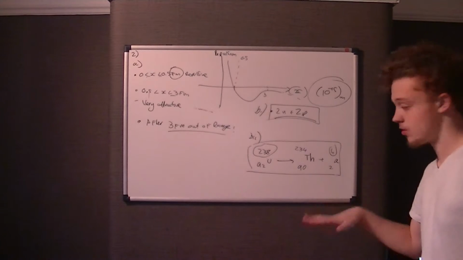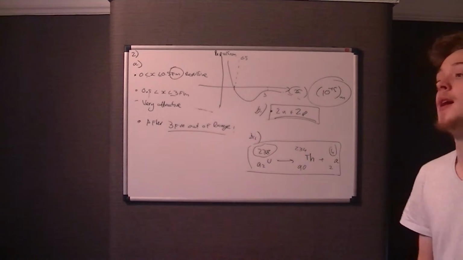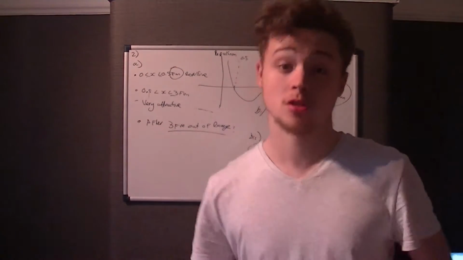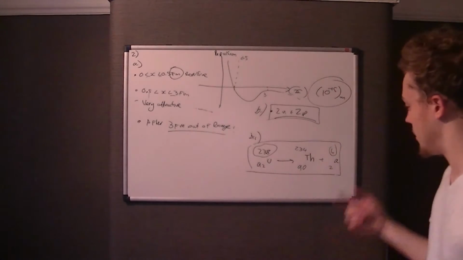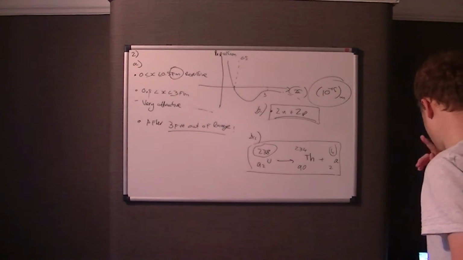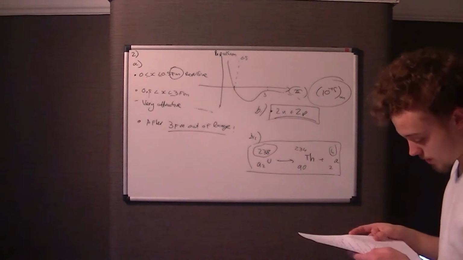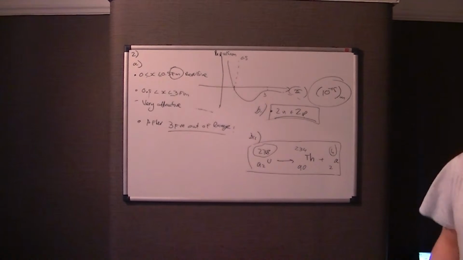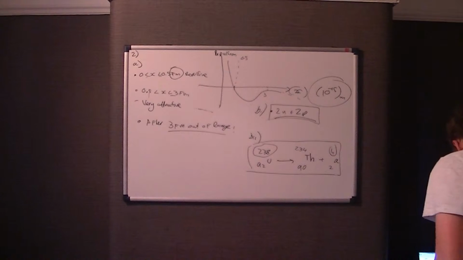But it's kind of crucial that you do understand that an alpha particle has 2 neutrons and 2 protons, obviously, therefore a nucleon number of 4 and a proton number of 2. Okay, so that's 2B part 2, quite an easy question so far.